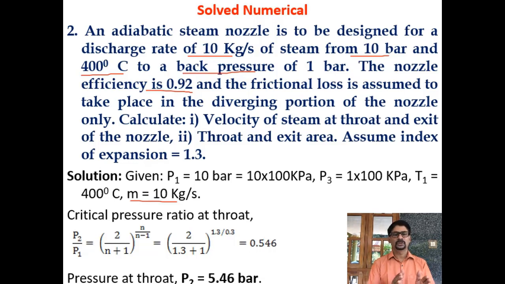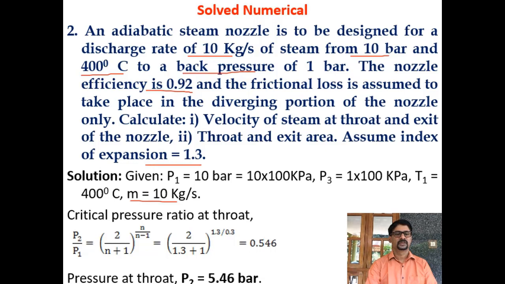You have two sections, the converging section and the diverging section, which meet at the throat. Here the loss is taking place only in the diverging portion. Let me explain that through an h-s diagram. You are supposed to find the velocity of steam at throat and exit of the nozzle, and the throat and exit area, and you are supposed to assume the index of expansion as 1.3.